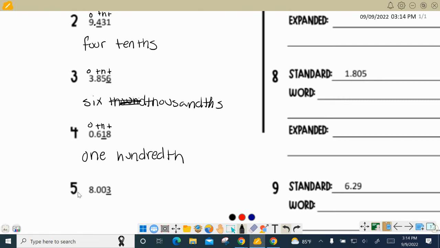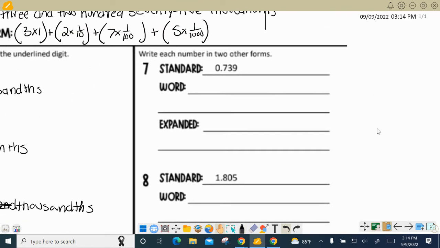Last but not least, go ahead and look at number 5. Tell me what the value of that 3 is. For this one, we have 3 thousandths because that 3 is in the thousandths place. Beautiful. I hope your notes look just like mine. Hopefully not quite as messy.